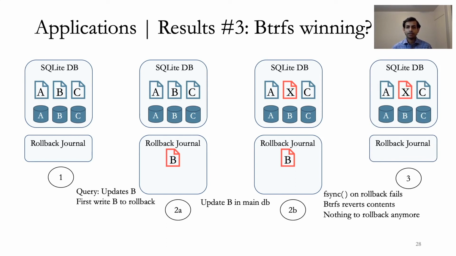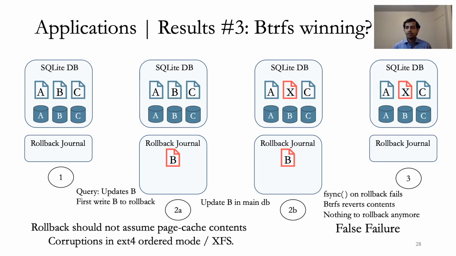Unfortunately, on Btrfs, the rollback file has been reverted. So SQLite thinks there is nothing to revert and you keep the new state, a false failure. And this is just to prove that Btrfs isn't bulletproof, but it's worse on ext4 and XFS. We found that the same scenario caused corruptions because you might roll back from a non-overwritten block.